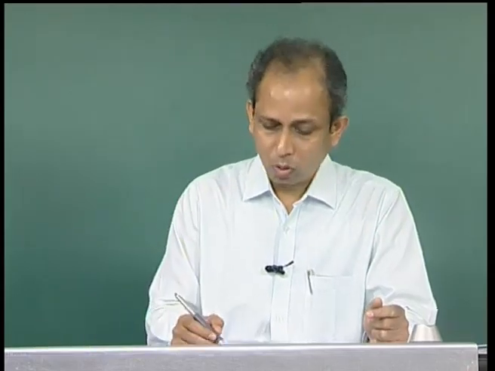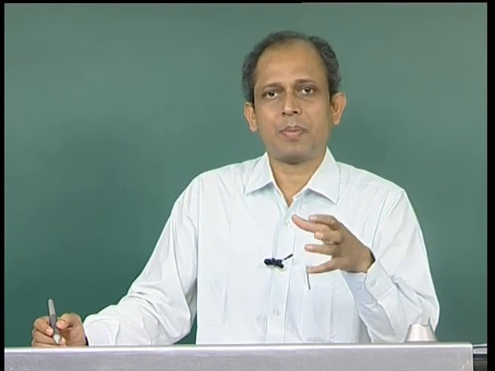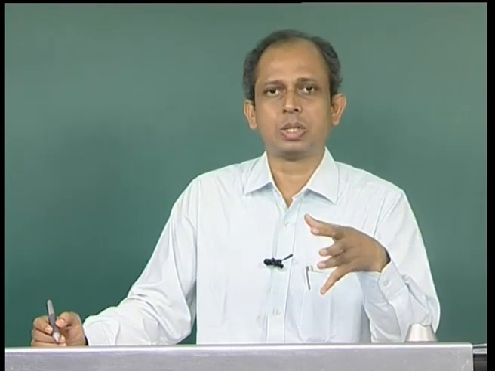So, we have the motor here. P1 is generated inside this machine and P2 is dissipated to the surrounding, and whatever heat remains is responsible for raising the temperature of the motor. We will consider that the motor is a homogeneous body, although it is made up of copper and iron. The core is made of iron and the windings are primarily made of copper.